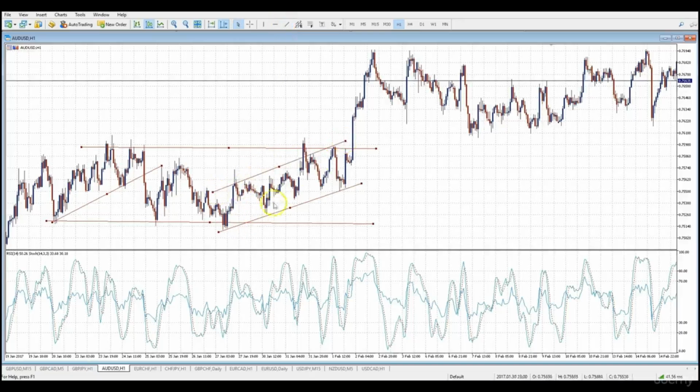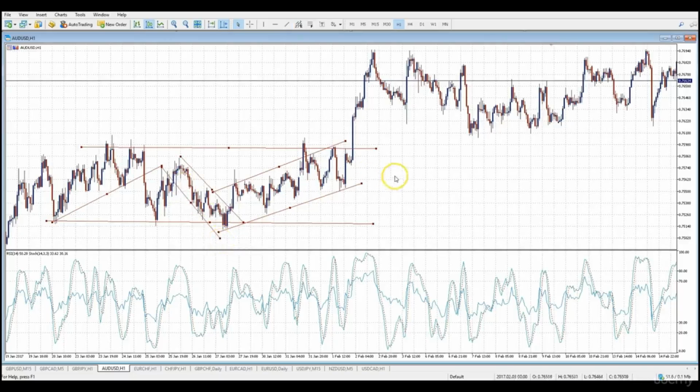So it's trading within this channel here, or you have the declining channel as I outlined before, which was this. So this is the declining channel.